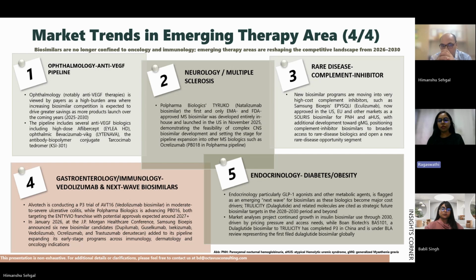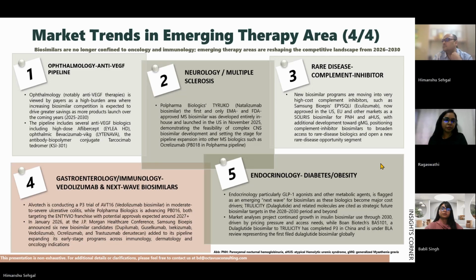And not only this, therapeutic areas like neurology and rare diseases, which are considered more complex when compared to the other TAs, we have been seeing pipeline activity in these emerging sectors as well. Last year, in 2025, we had a recent approval for a multiple sclerosis biosimilar from Polpharma Biologics, and this is maybe the first neurology biosimilar in the market till date, and we can see many upcoming biosimilars in the market as well.